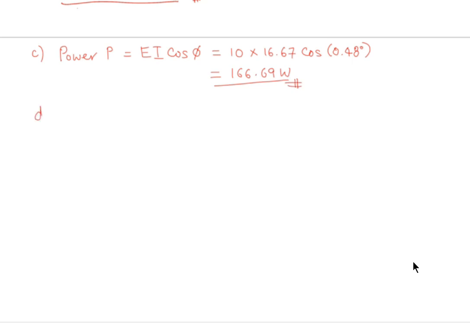And finally, the power factor is equal to the cosine of the phase angle between the voltage and current, which is 0.48 degrees, which is very close to 1.0. That means unity power factor.